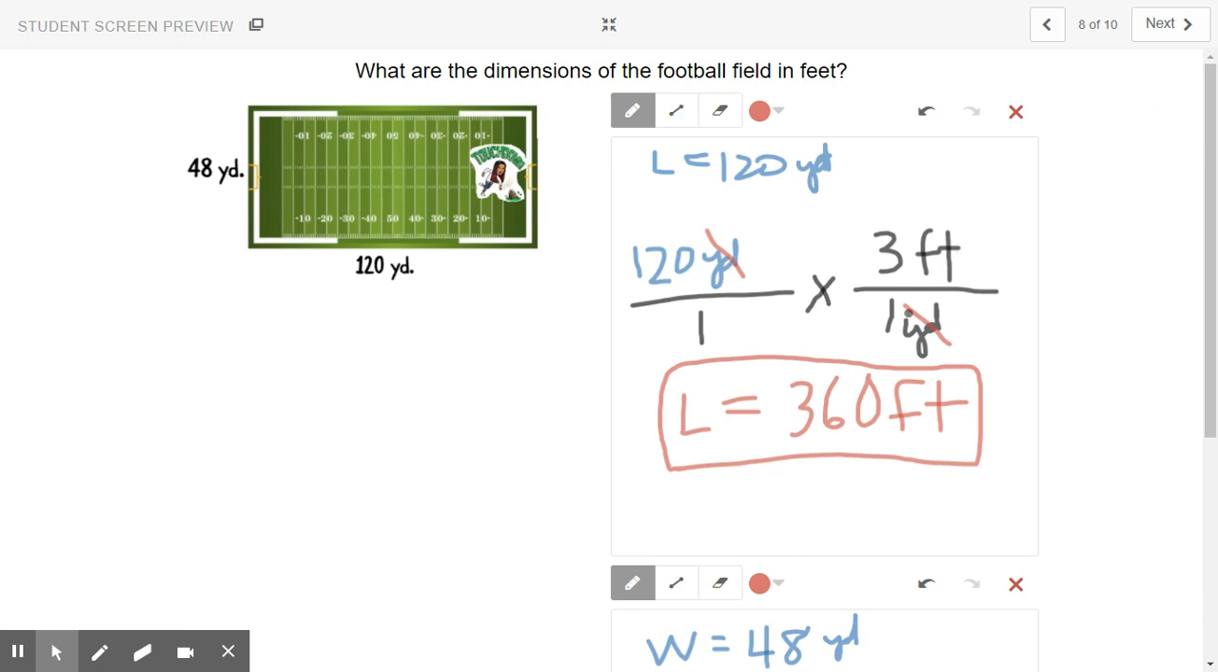3 feet is 1 yard. Cancel my yards out. I can't do anything else, so I multiply it across. The length of this football field is 360 feet.